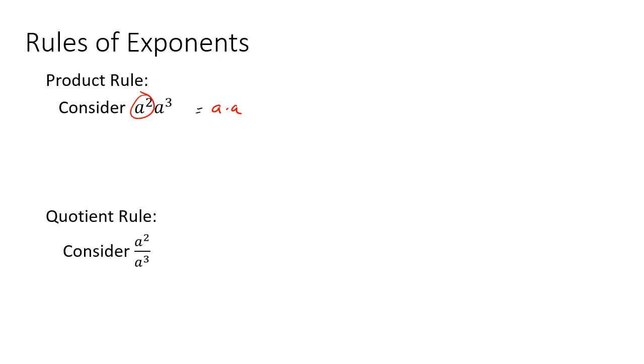And this is times a cubed, but a cubed is just a times a times a. And so what you end up with in this case is 5 a's multiplied together. So this is just actually equal to a to the fifth. This leads to something called the product rule, where you just add the number of a's in each term together. You had 2 a's for the a squared, you had 3 a's for the a cubed, which gave you a total of 5 a's in this case. So a squared times a cubed would be a to the 2 plus 3, or a to the fifth.